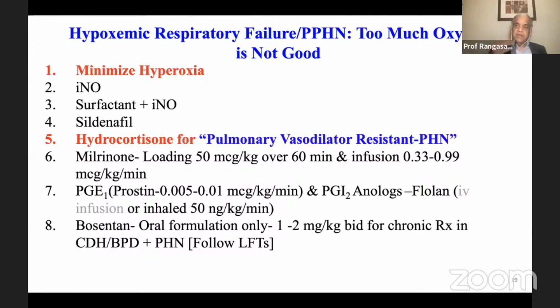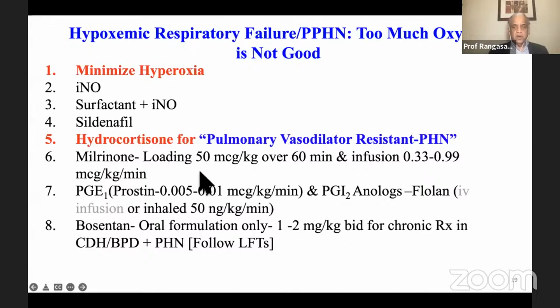Sometimes when you wean the baby, they get rebound pulmonary hypertension. You can start them on sildenafil and then wean the baby off from 5 parts per million to 4, 3, 2, and 1. Hydrocortisone for pulmonary vasodilator resistant pulmonary hypertension. Milrinone, especially with left ventricular failure, or so-called passive pulmonary hypertension, post-capillary or pulmonary venous hypertension. Milrinone is a very good drug.